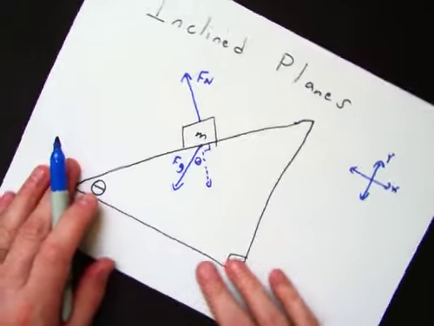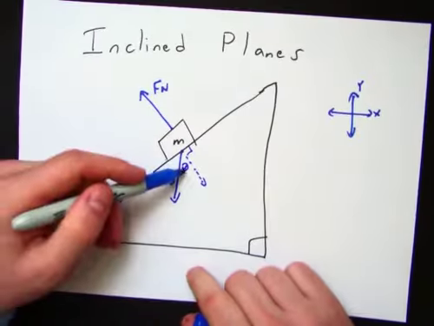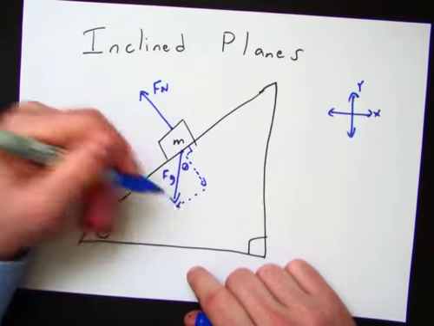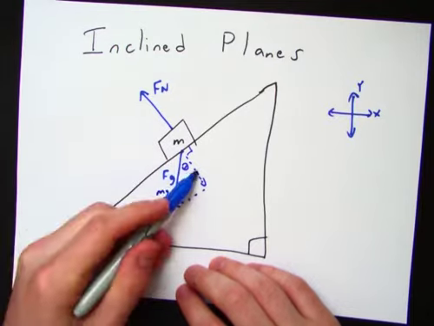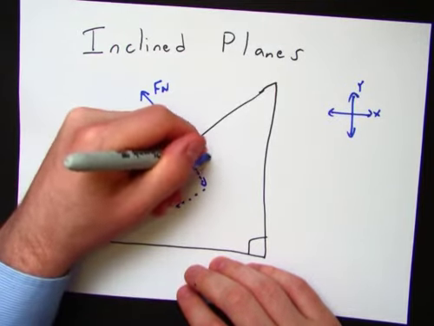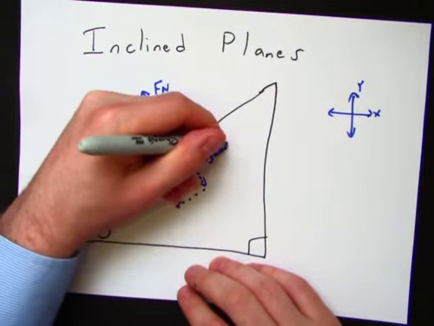Now I'm going to bring this back here and say, if that's theta, and Fg is equal to mg, that means this one right here would be equal to mg times the cos of theta.